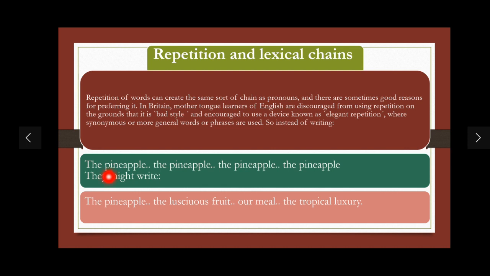For example, if a child writes the pineapple, the pineapple, the pineapple, it looks awkward. You are repeating the same word again and again. One option is to use a pronoun, that is a referring expression, and the other is elegant repetition. Instead of the pineapple, they may write the luscious fruit, or the tropical luxury. So these are elegant repetitions for the word pineapple.